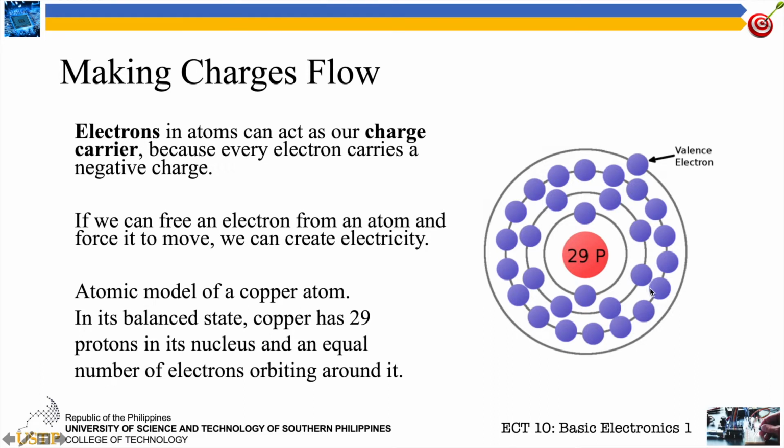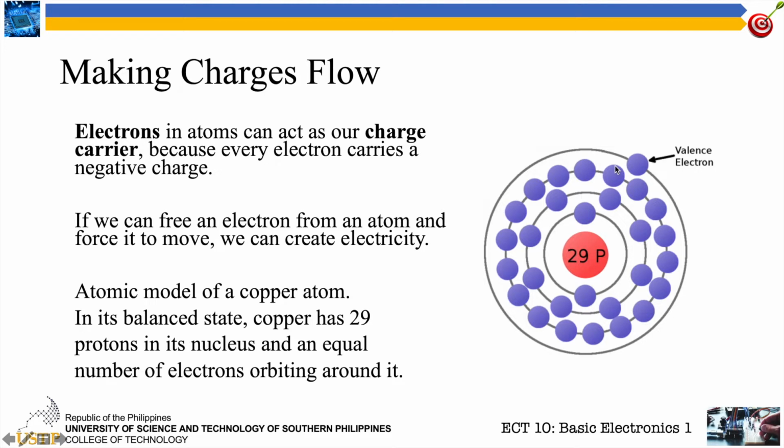Okay, diba? In our atoms, we are going to have an equal number of protons and electrons. So these here are electrons. Okay, it has 29 electrons. So following our chemistry, we have 2, 8, and so on and so forth. In our 29, which is copper, it only has one valence electron.